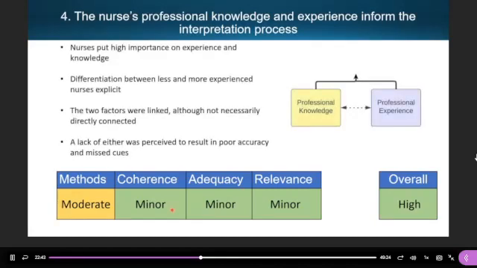We found that nurses put high importance on experience and knowledge. The differentiation between less experienced and more experienced nurses was explicit in the text. Nurses often talked about how less experienced nurses would do one thing, higher experienced nurses would do another. These two factors were linked, but were not necessarily directly connected. You could have a high level of professional knowledge but a low level of experience, and vice versa. However, a lack of either was perceived to result in poor accuracy and missed cues.